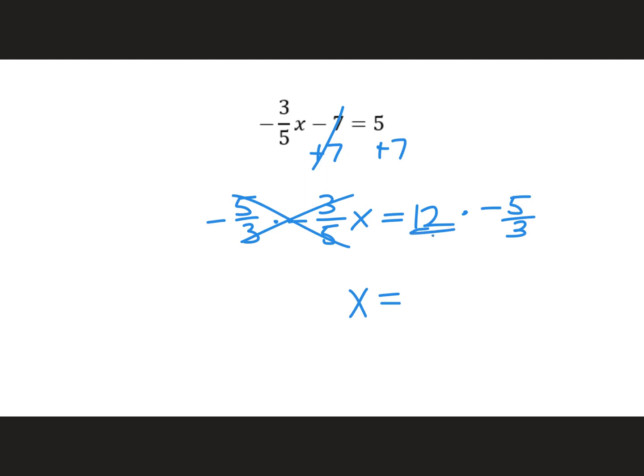All right, this is 12 over 1. So I'm going to do this over here to the side. 12 times negative 5 is negative 60. And then 1 times 3 is 3. Oh, what's negative 60 divided by 3? Negative 20. And there's your answer.